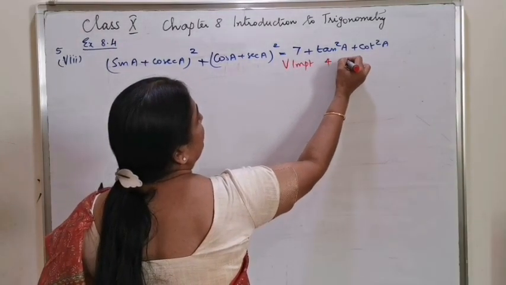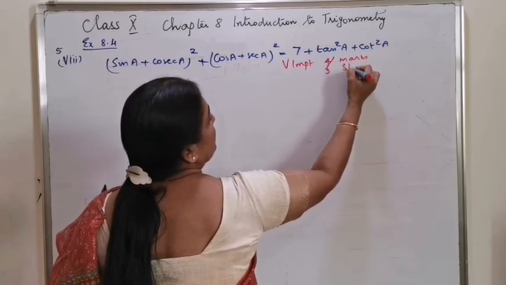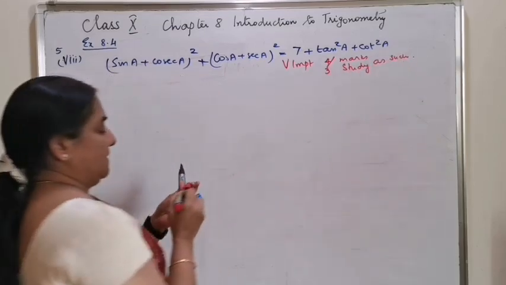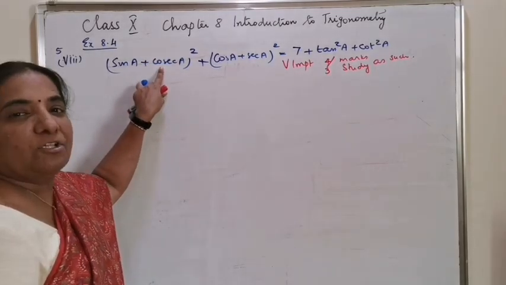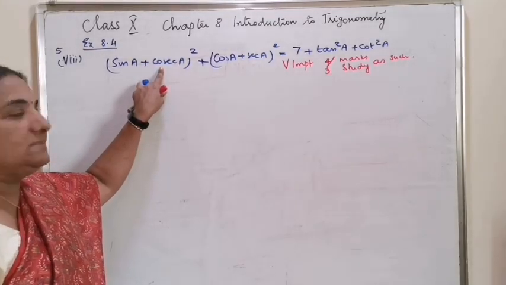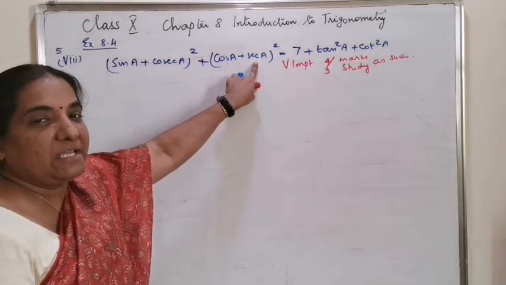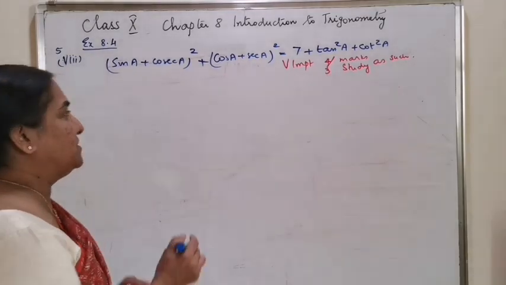Very important, 4 marks or 3 marks. Study as such. Now this question is not like the other one of conversion, where cosec A is 1 by sin A and sec A is 1 by cos A. Not in the first step. The first step is direct expansion.